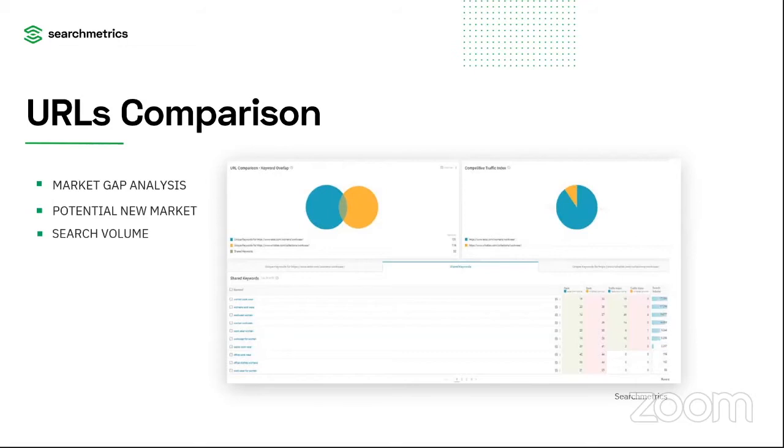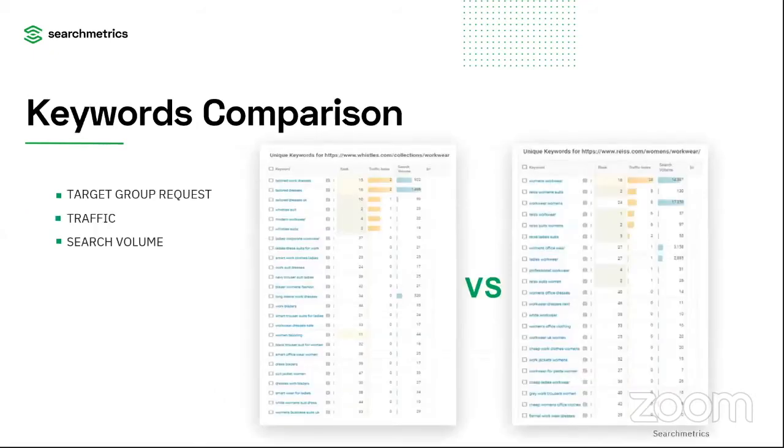Something else you can do is look at the keyword comparison, based on the specific topic, which is work dress in this instance. You can compare the specific keywords that your competitor is using. You can get details about search keywords with a high search volume. Therefore, there might be a market opportunity for you.